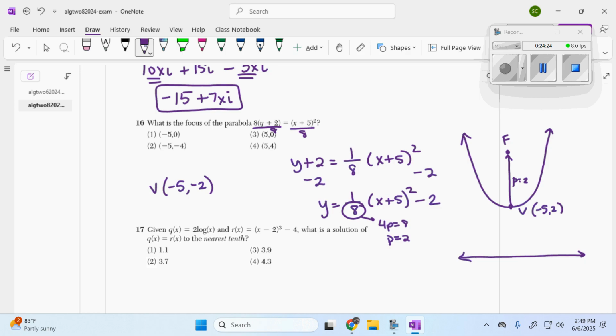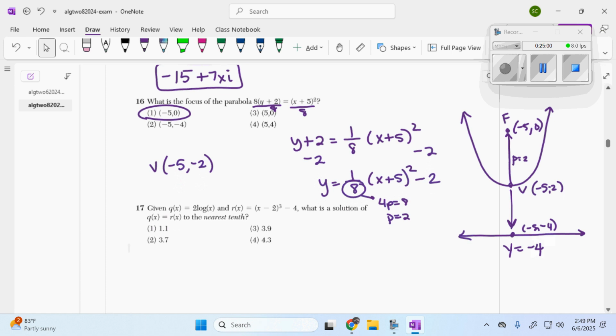If you visually count from -5, -2, and I go up 2 units, I would be at -5, 0. That's going to be the coordinate of our focus. If I wanted to find the equation of the directrix, I would go opposite of that. So instead of counting up 2, I would count down 2. I'd be at this point here of -5, -4, and I'm going to ask myself what equation of a line would pass through that point, which would be y equals -4.